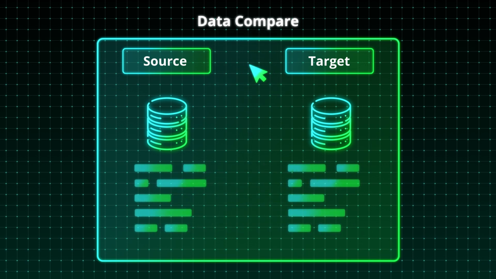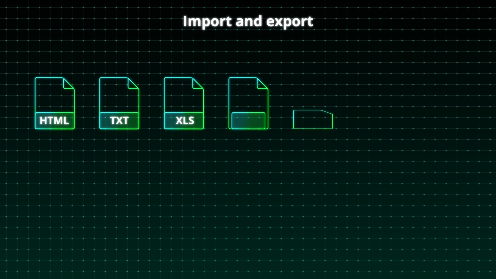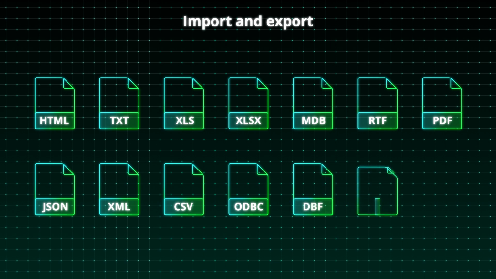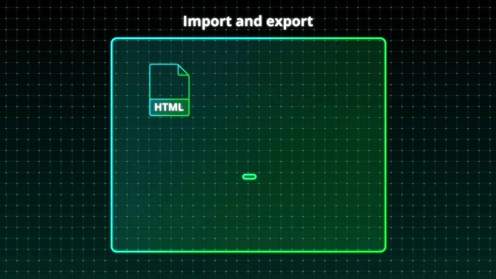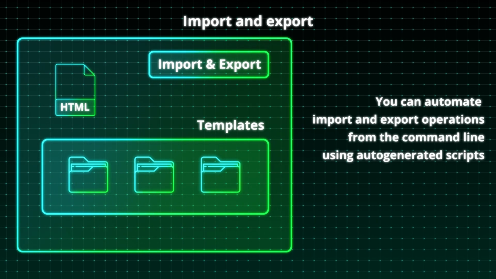Another way to make data migration easier is import and export. Here, dbForge Edge supports data export to XLS, JSON, Google Sheets, CSV, and 10 other most popular file formats. Each format comes with fine-tuned flexible settings. And what's more, you can easily create templates for recurring import and export tasks. Once it's set up and saved, you can reuse it whenever needed. To top it off, you can automate import and export operations from the command line using auto-generated scripts.